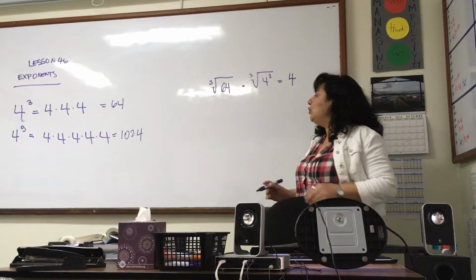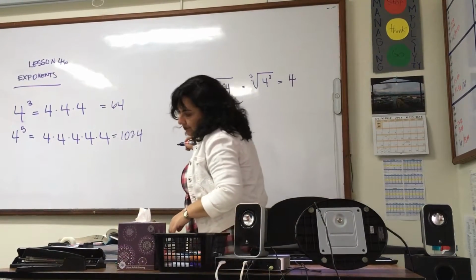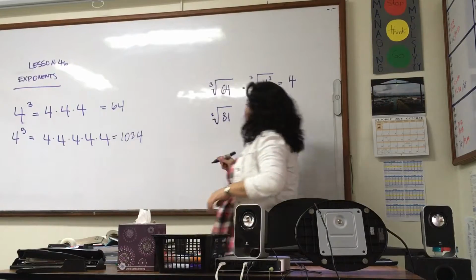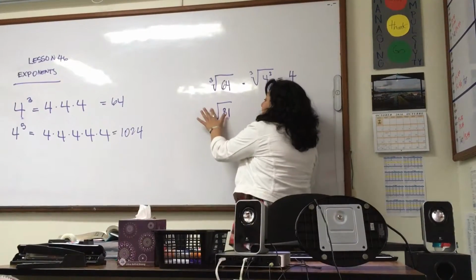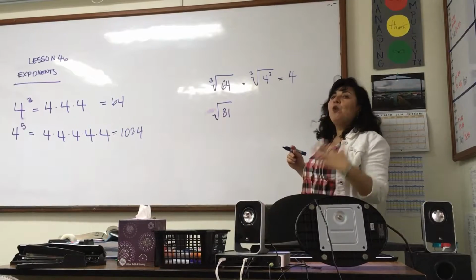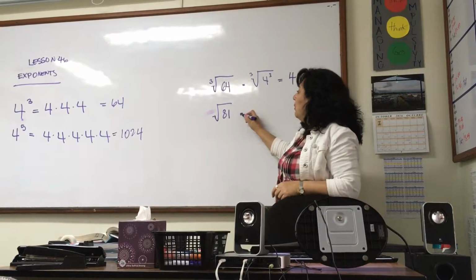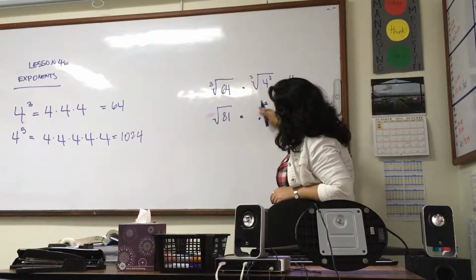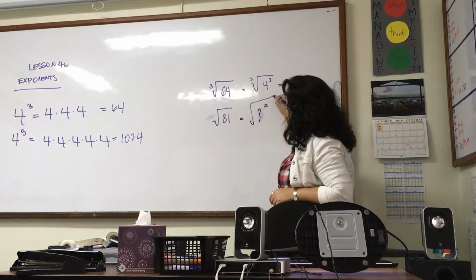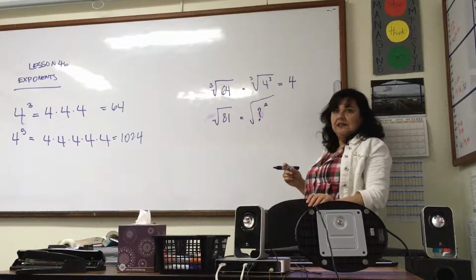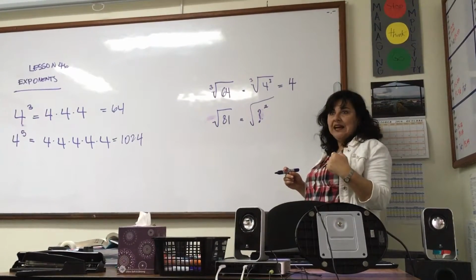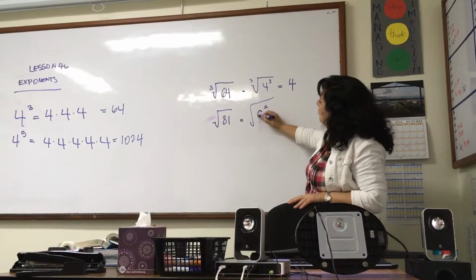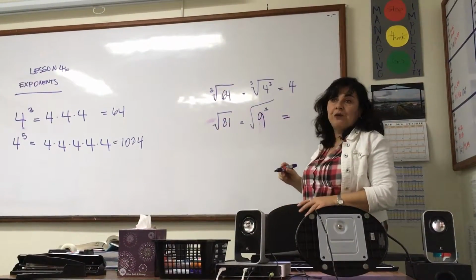Let's say that I tell you square root of, how about square root of 81? If it doesn't have a little 2 here, it means there's an imaginary little 2. So what would you have to ask yourselves? What number multiplied by itself 2 times gives you 81? Do you know of any number that multiplied by itself 2 times gives you 81? 9. So the answer to the square root of 81 is 9.